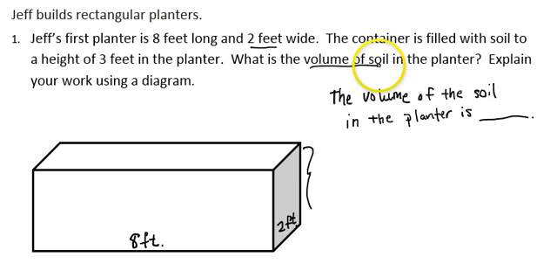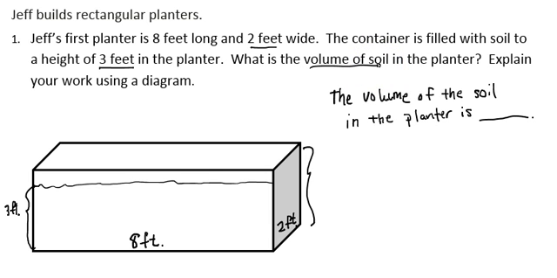We are not given the height of the planter, but we do know that it is filled up to the 3-foot mark. Again, since we don't know the height, I'm just going to choose a mark to show that that would be considered the 3-foot line. So from the bottom of the planter to this line is 3 feet of soil.